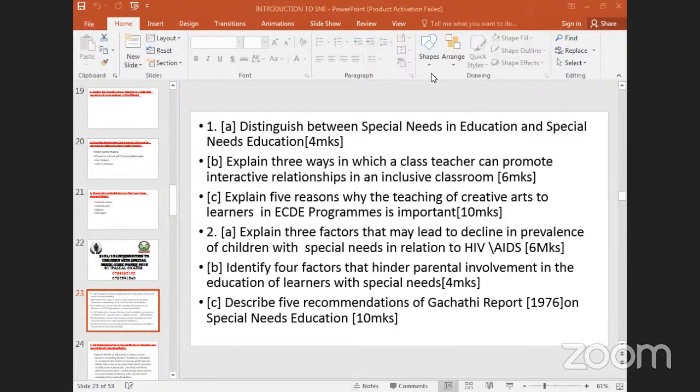It also improves the social skills, like turn taking, because when they are using those materials, they will have to share. Yes. So I think we have done much on that question. We can move on to question 2.